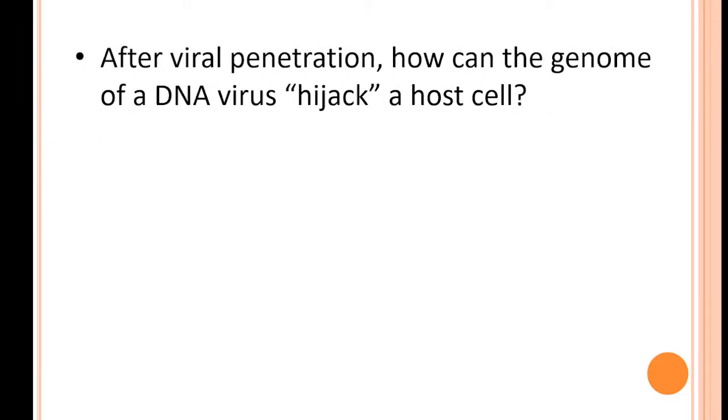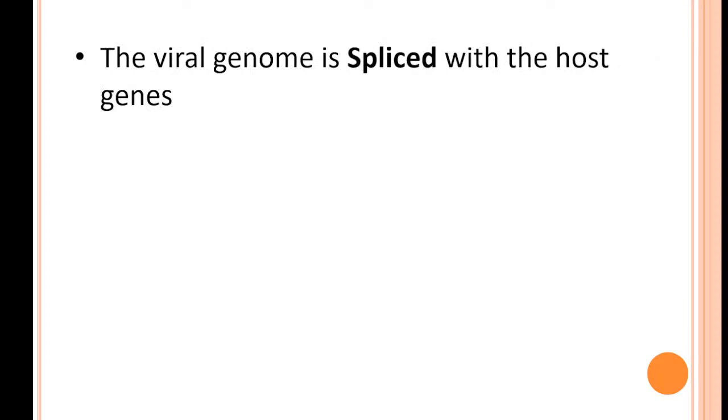So after viral penetration, how can the genome of a DNA virus hijack the host cell? Well, the viral genome will then be spliced to the host's genes. What do I mean by spliced? I would want to talk about how retroviruses do their hijacking. HIV is a great example of how genes are spliced inside our host cells, or specifically our T cells.